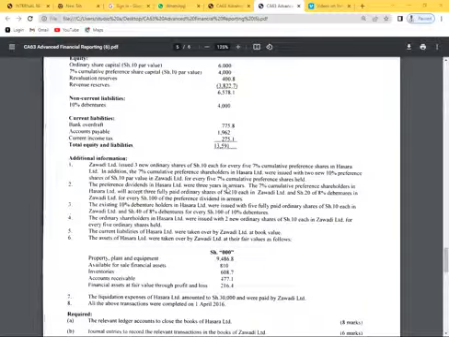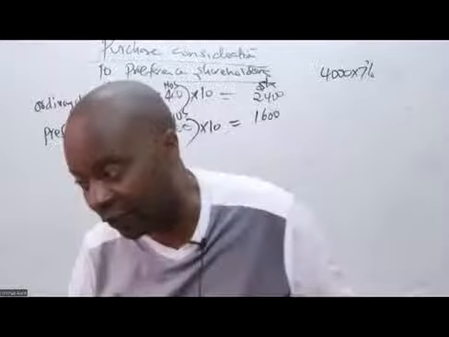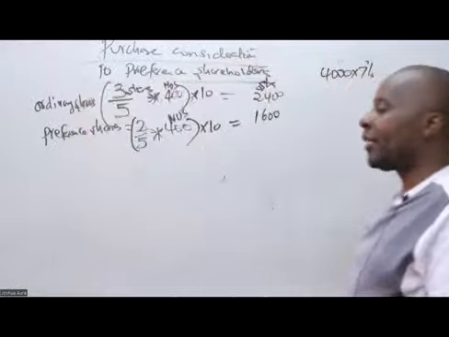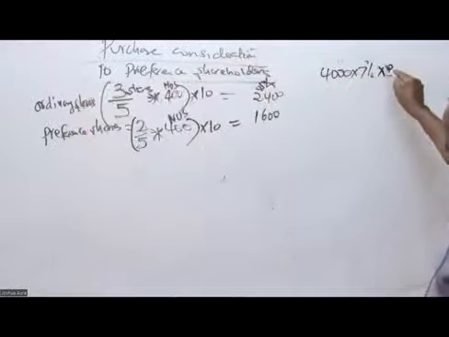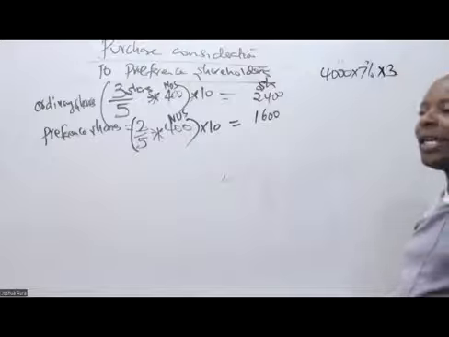The total preference dividend. Remember, this is the preference amount. It's 4,000. And then each year, of course, 7% is the coupon rate of interest. So 7% of 4,000, because you're looking at the money. But now remember, that is the annual dividend. And they have told us that it is 3 years in arrears.